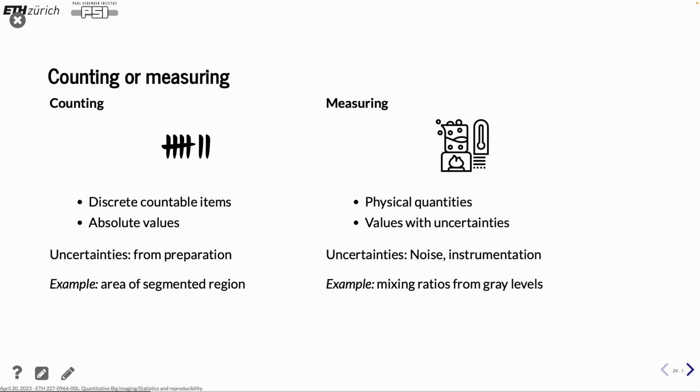Then when we switch over to measuring, we are measuring some physical quantity. And here we definitely have values with uncertainties. And the uncertainties come from noise and uncertainties in the measurement. One example here is that we can determine mixing ratios of different materials with the help of the gray levels in the image. Because here you really have a scale that you can measure along.